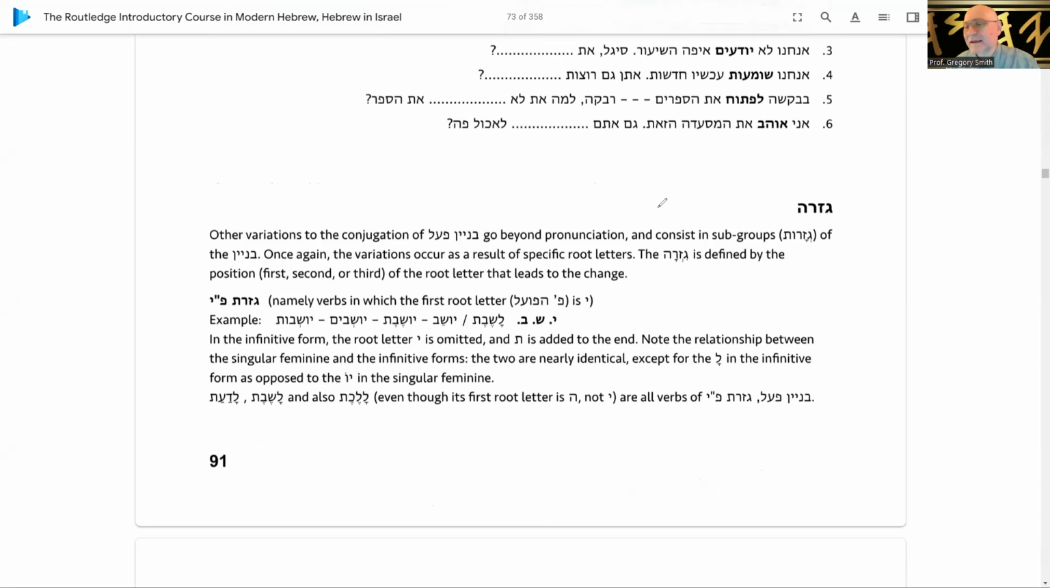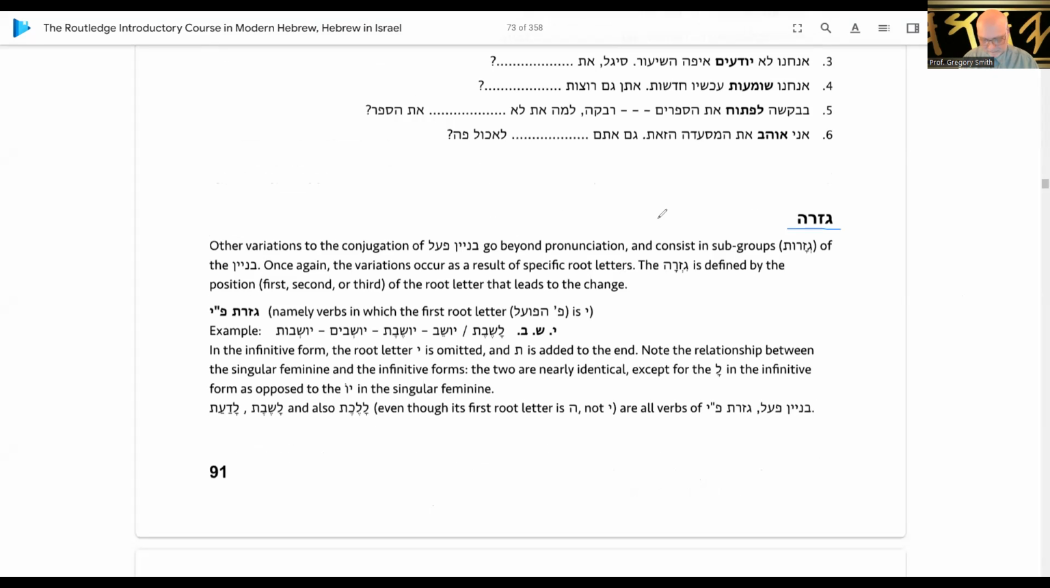Now we've got Gizra. No, it's Gezerah, probably Gezerah. Let me get the proper pronunciation here. גזרה, גזרה, Gezerah. Okay. Gezerah.